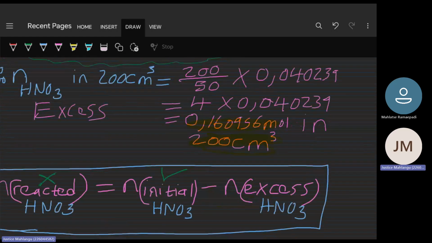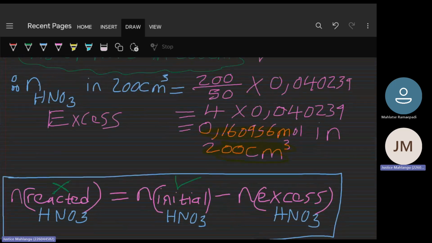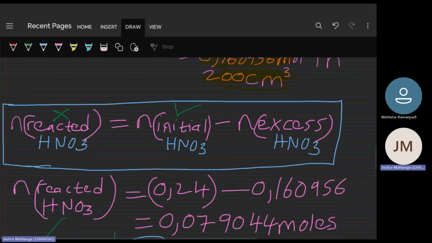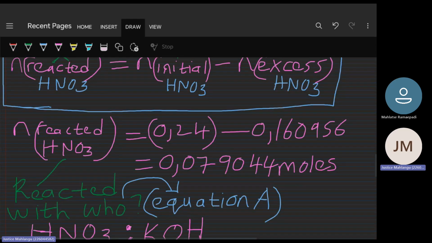So I'm going to get 4 times that. Then we get the number of moles in excess in 50, not in 200. Okay? Then we use our master formula. Our master formula says number of moles that have reacted, which we don't have, is equal to the number of moles initially. We had to calculate the number of moles initially there because the first question said calculate the number of moles initially, minus the number of moles in excess, which is the one that we got now, right? The one that we got now.